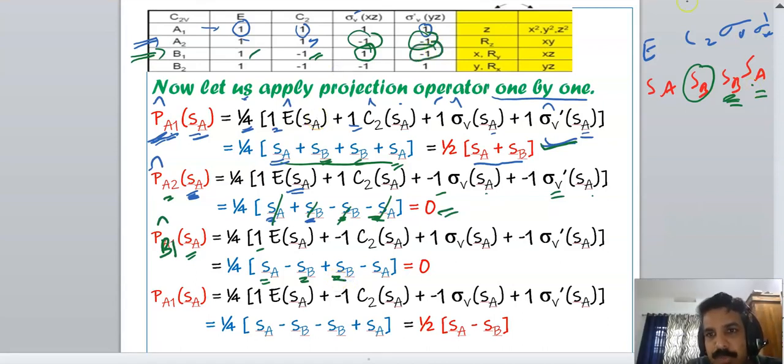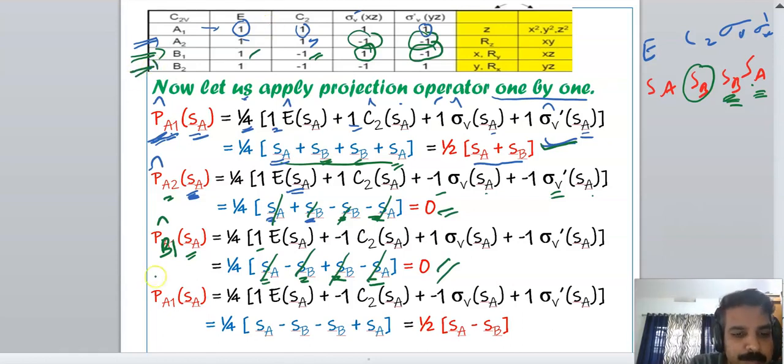Minus 1 into sigma V dash SA is equal to SA. So minus SA. Here also this SA and minus SA cancelled. SB minus SB cancelled. Again 0. There is no combination having B1 symmetry. No combination of SA and SB. No linear combination of SA and SB belongs to B1 symmetry. That is its meaning.